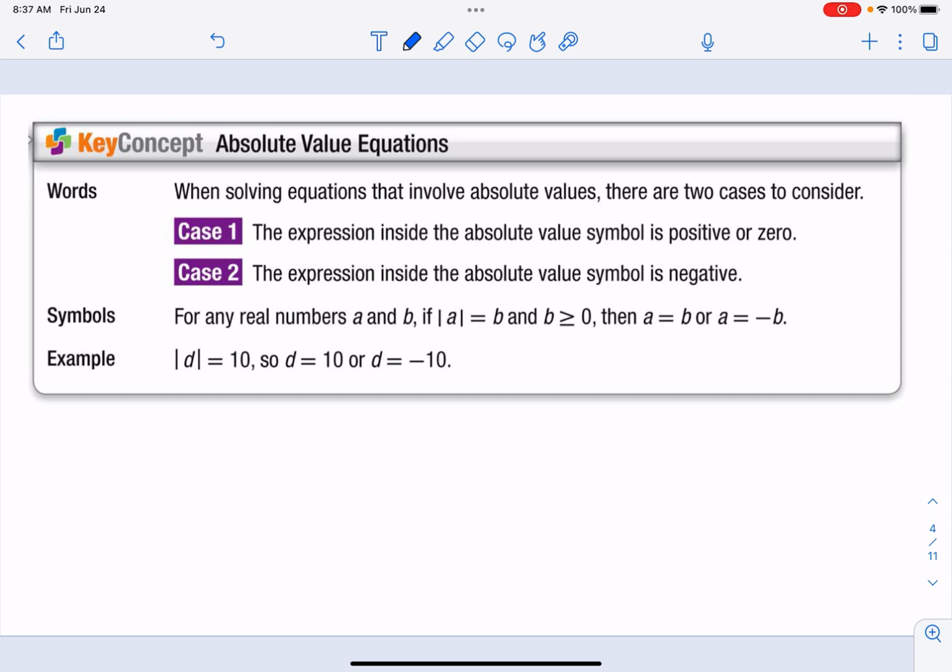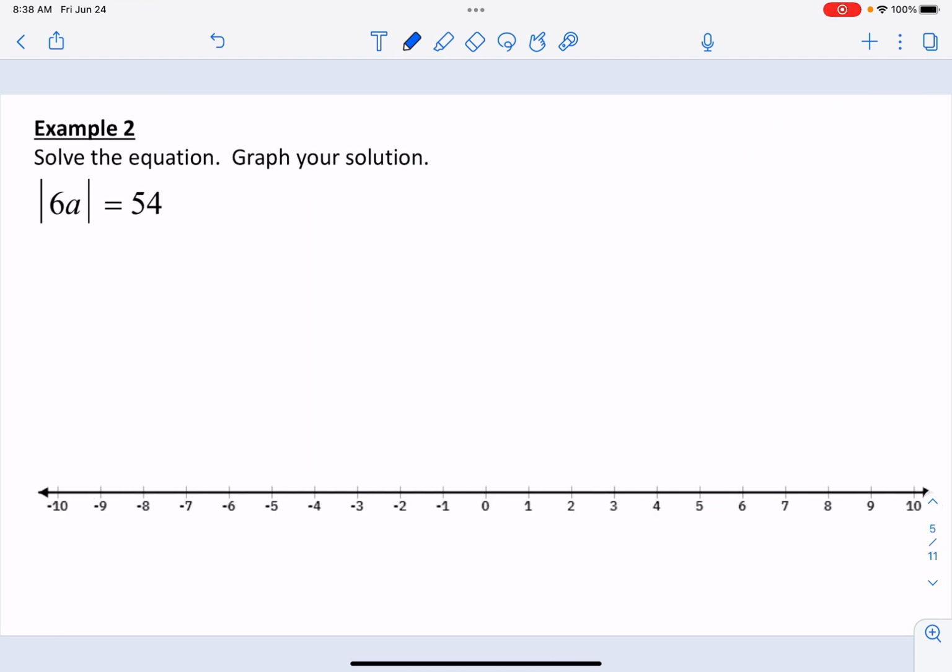Okay, so solving absolute value equations, there are two cases to consider. We consider whether the inside of the absolute value is positive or negative. Meaning, I set what's inside my absolute value sign equal to a positive and a negative number outside of the absolute value sign. Okay, so let's get into an example.